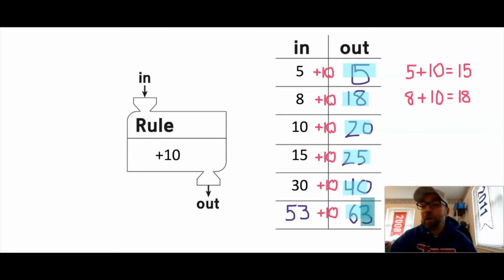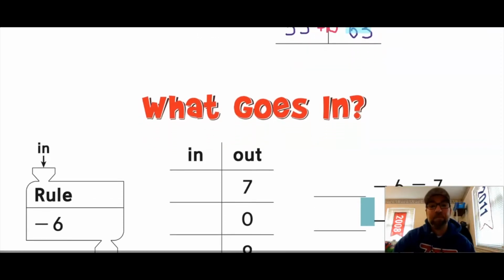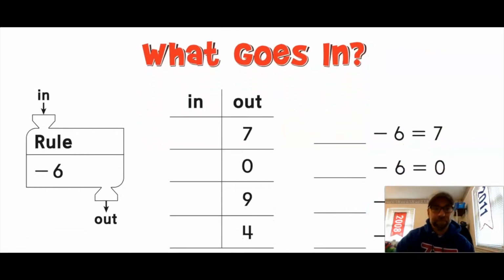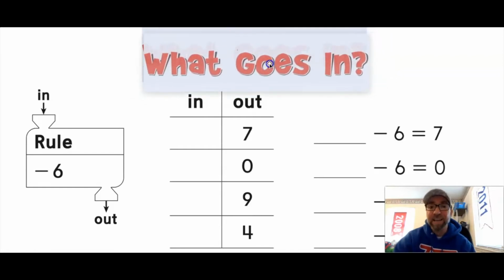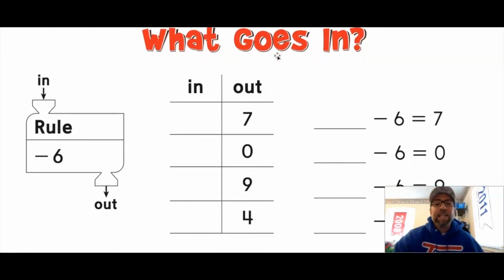Go ahead and clear off your sheet protector because here is our next type of problem. And this is the toughest kind of problem that we will do. This time, we have our rule, and we also have the out number. But we do not know what goes in. Wow, this is different than all the other types of function machines we've done. Let's take a look. This time, our rule is -6.